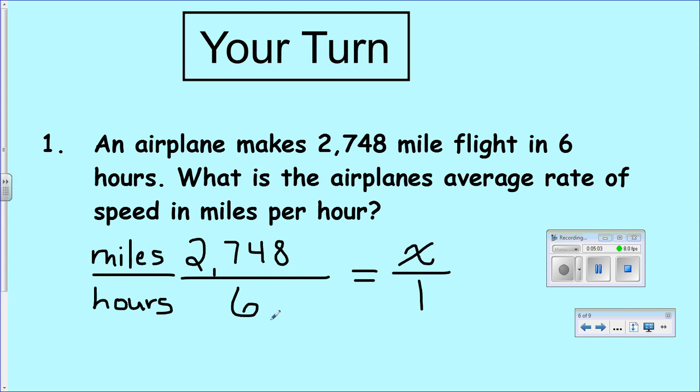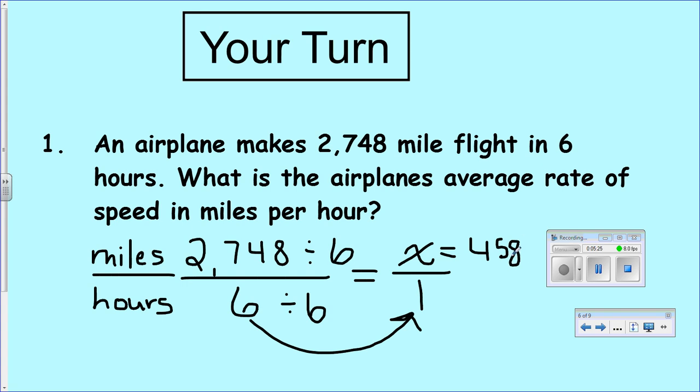So this is x, we can put a variable. Well, what's the relationship between 6 and 1? I'm dividing by 6. Very good. And then I'm also going to divide the miles by 6 hours, and I'll find out how much it is per 1 hour. And if you do the math, 2,748 divided by 6 is 458 miles in 1 hour.